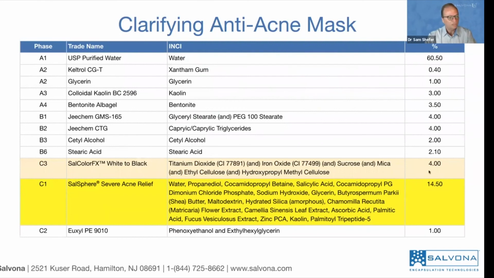So what is in the formula? Straightforward formula for a mask. 60% of the formula is water. We use xanthan gum and some kaolin, bentonite, typically for the clay mask. The technology, the active itself, is SalSphere Severe Acne Relief. We use it at 14.5% to get a high level of OTC. And for the technology for the color changing, we only use 4%. Of course, you can use more. It's all a matter of how much you want it to cost. Let's see how we make the formula.